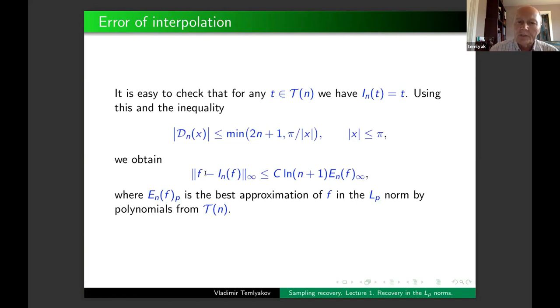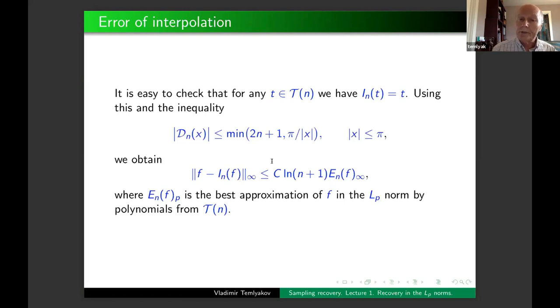So what is the meaning of this inequality? On the right-hand side, we have the best that we can achieve using trigonometric polynomials of order n. And we allow any way to build an approximant. The only restriction is that this approximant should come from this subspace. So it could be linear, nonlinear, doesn't matter. But on the left-hand side, we have a very specific operator, this interpolation operator.